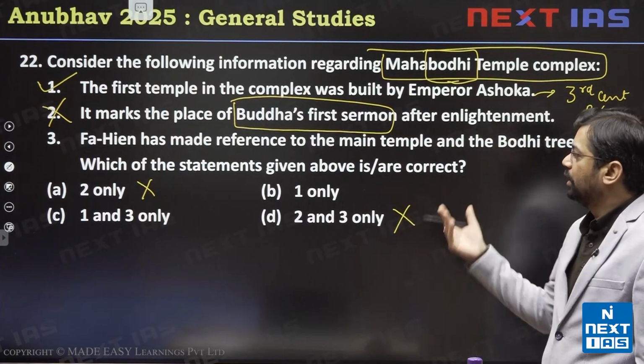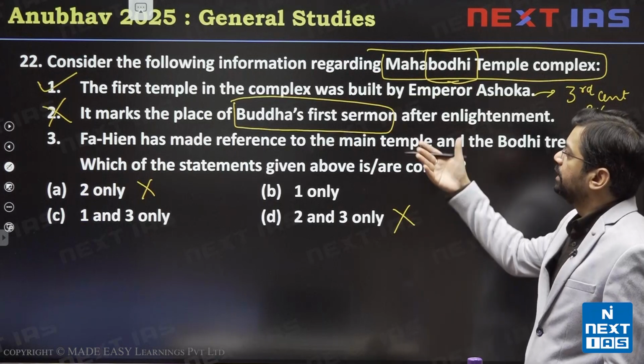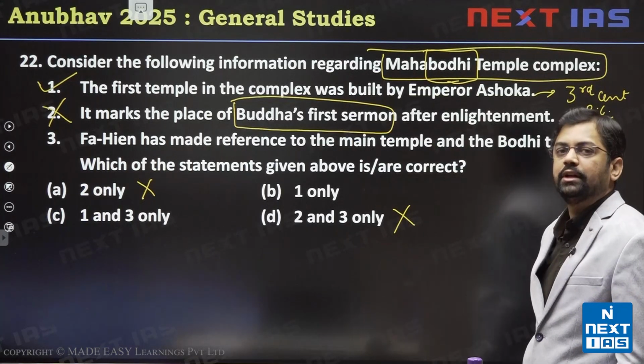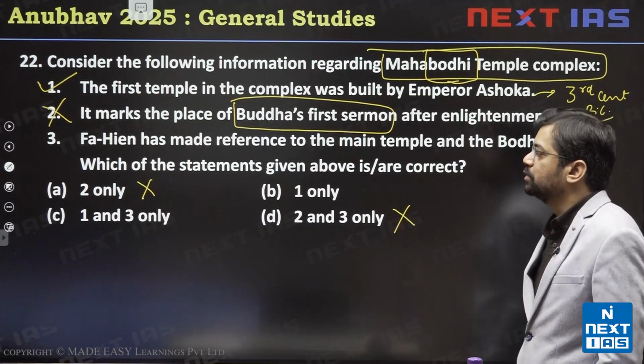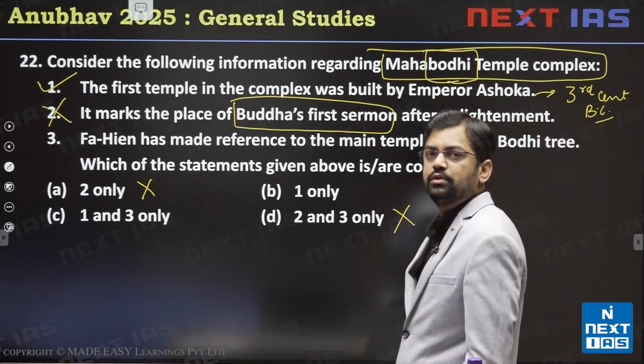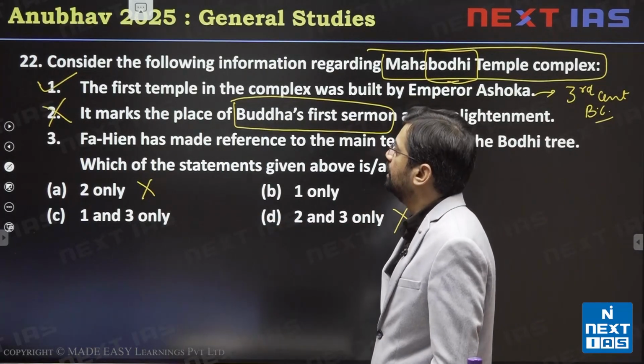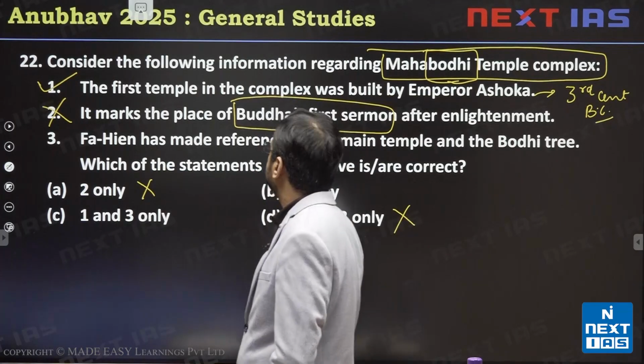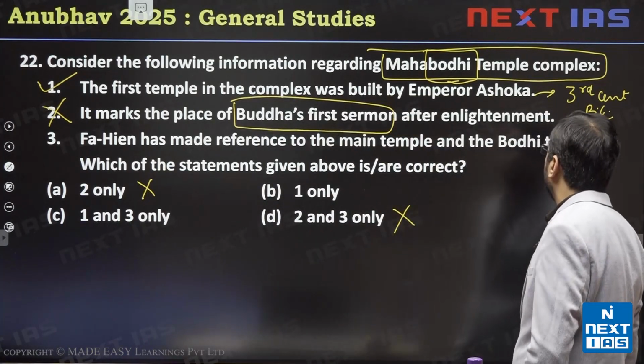So finally you have a 50-50 choice, because once you know one statement out of 3 is wrong, elimination can be used, as here it is a conventional question. Third is that Fahien has made reference to the main temple and Bodhi tree.